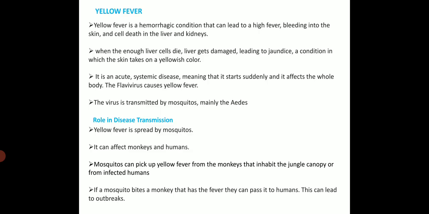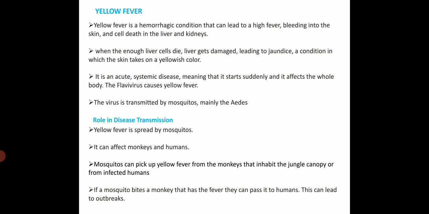So the third one is yellow fever, which is a hemorrhagic condition that can lead to high fever, bleeding into the skin and cell death in the liver and kidneys. When enough liver cells die, the liver gets damaged, leading to jaundice, a condition in which the skin takes on a yellowish color. It is an acute systemic disease, meaning that it starts suddenly and it affects the whole body.